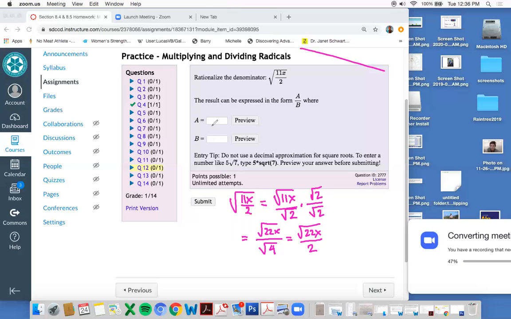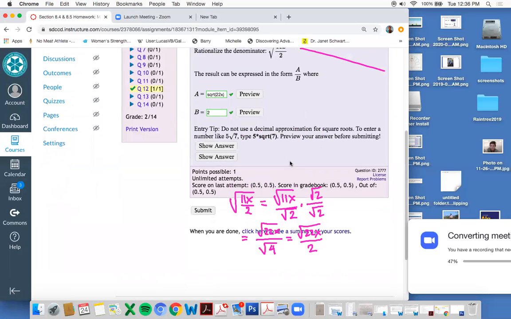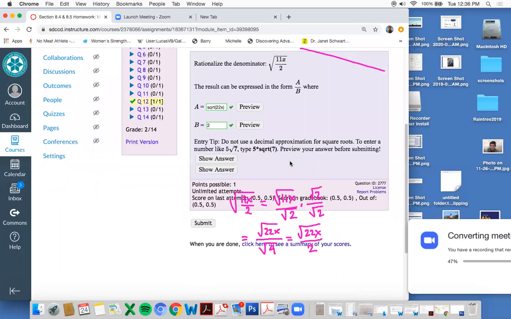All right, so the way you put it in, so A is the top part, the numerator. So I'm going to do SQRT parentheses and 22x goes in together because it's both under the square root. And then on the bottom, I have just 2. Like that. All right. Any questions on the steps there?